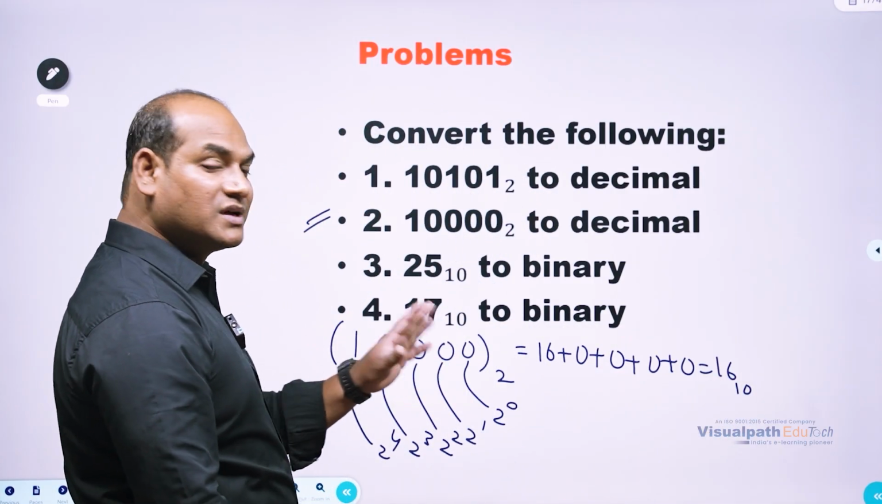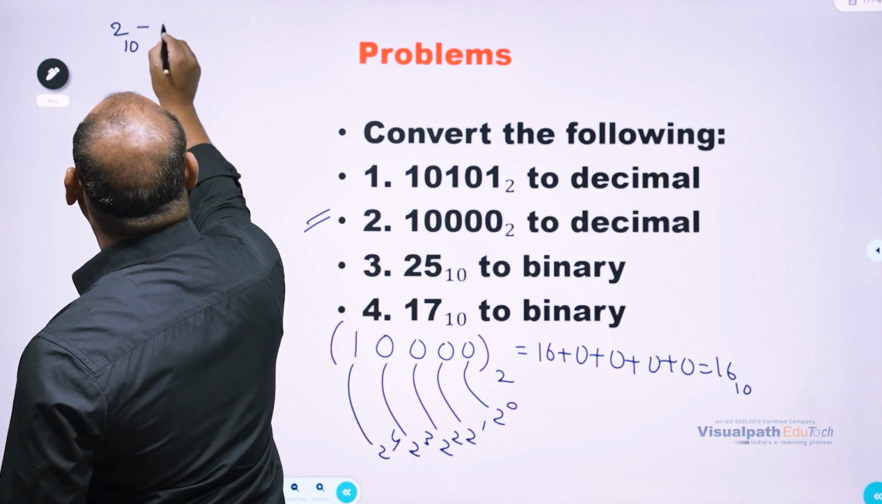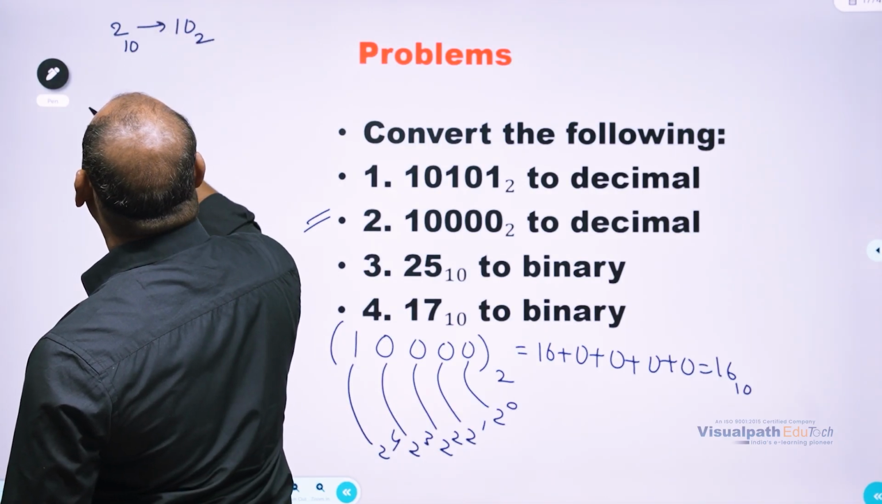Here I want to mention one thing. What is that? You see, 2 in decimal is represented as 10 in binary.